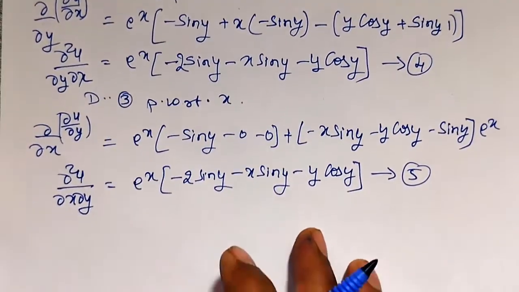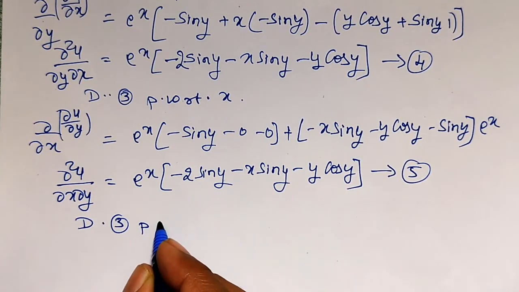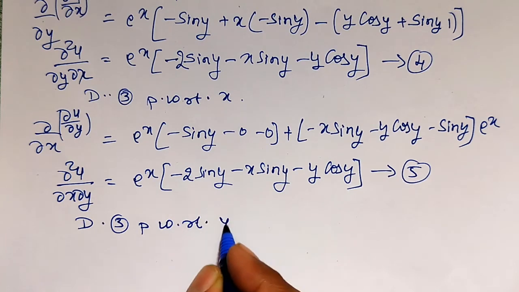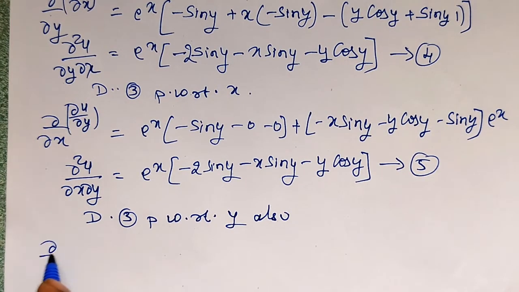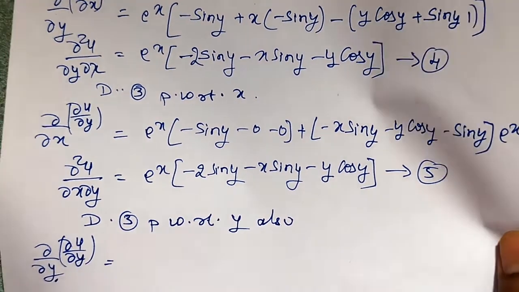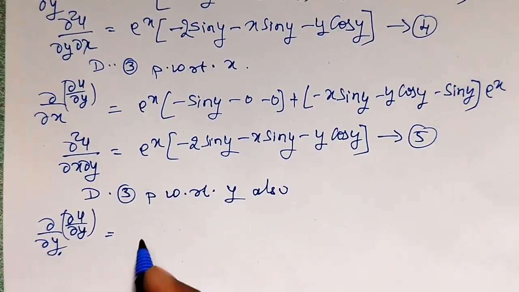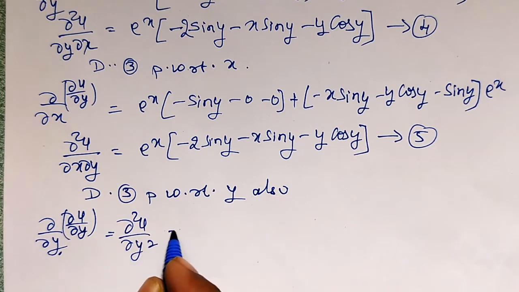Therefore, let me write here again, differentiating equation 3 partially with respect to y also. What am I going to get here then? ∂/∂y of ∂u/∂y, that is, ∂u/∂y is differentiated again with respect to y. Therefore, in notation, what I can write here is ∂²u/∂y² equal to.